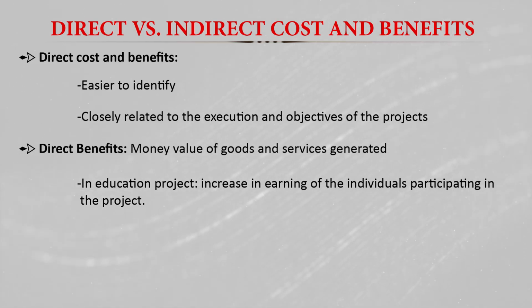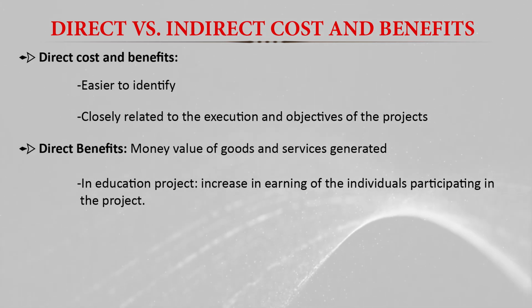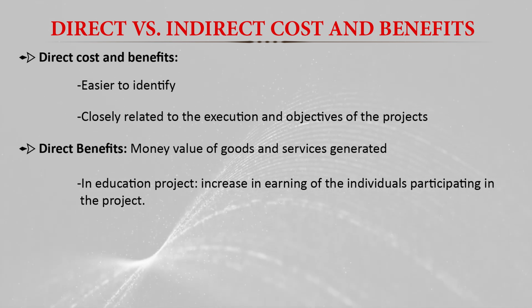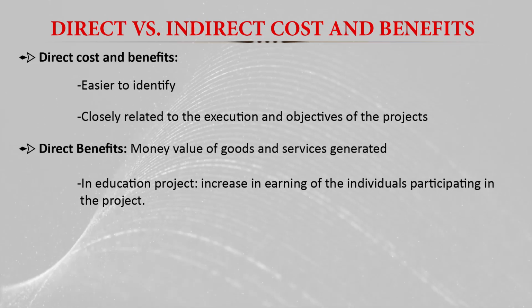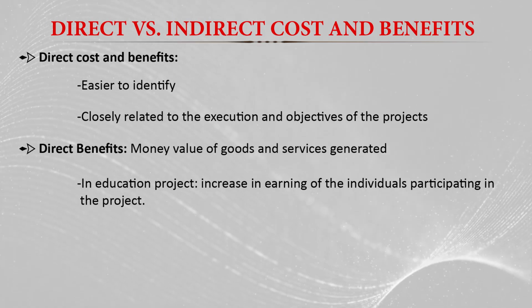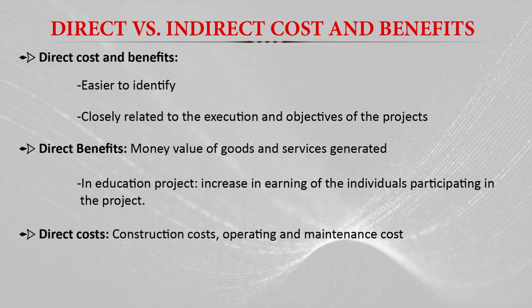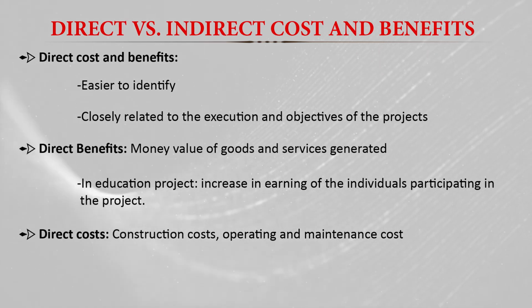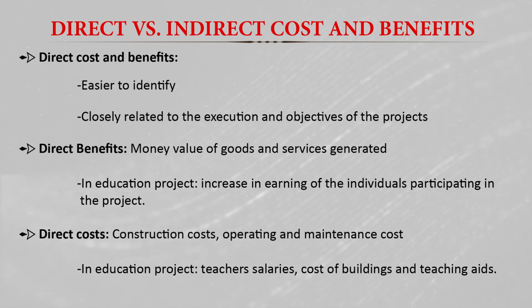We can easily identify if a person is getting some education or entrepreneurial skill training and he is benefiting, he started a production activity, we can easily measure. So that is a direct benefit from that training program. In a similar way, there are direct costs, like construction cost, operating or maintenance costs, we can easily identify them. An example in education projects is teacher salary, cost of building or teaching aids, these are costs we can directly measure.